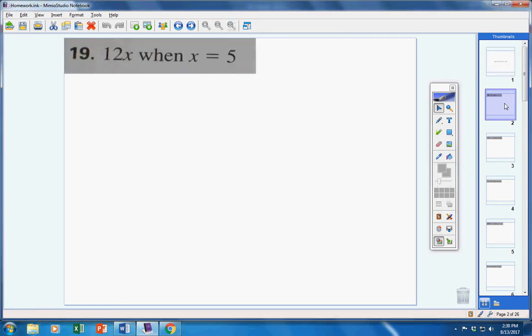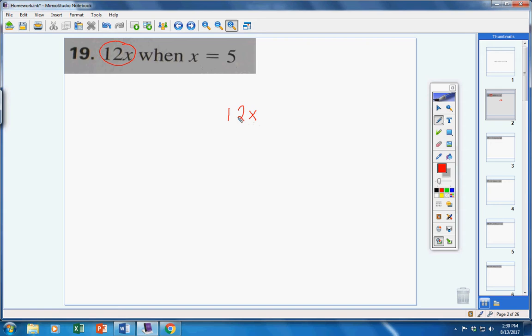Here we go. For numbers 19 through 30, the directions say to evaluate the expression for the given value of the variable. So let's go ahead and get started. Here's my algebra expression right here, 12x. Here's my value, x equals 5.